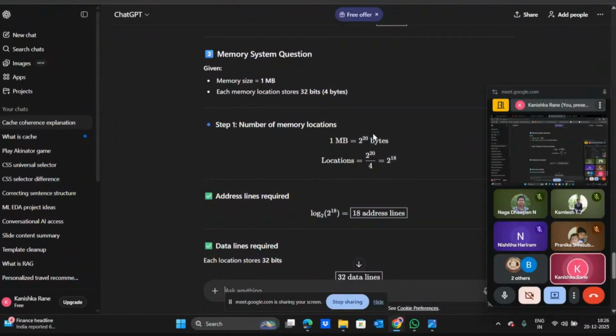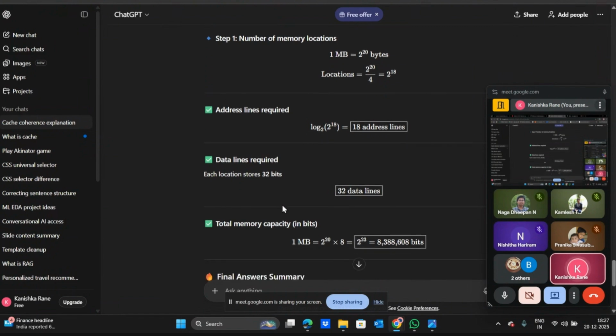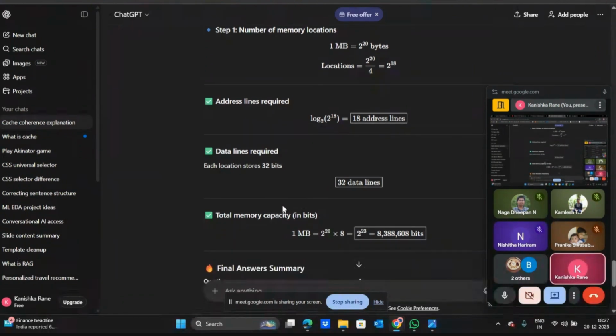1 MB is 2 to the power 20 bytes. Each location is 32 bits as given, but here memory is in bytes. So 32 bits, when we convert it to bytes, is 4 bytes, because 8 bits make a byte. So 32 divided by 8 gives 4. So 4 is 2 to the power 2, and 2 to the power 18 gives the total address lines available. Next, data lines: since it is 32 bits, you need 32 data lines.